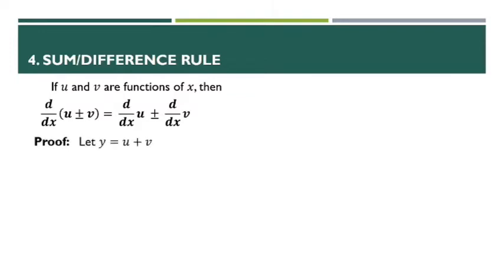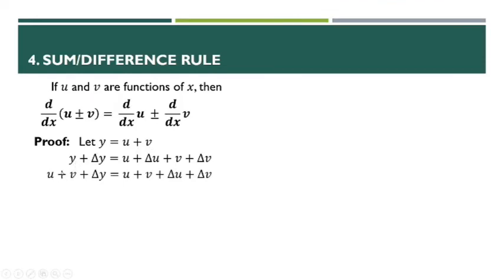So as a proof, let's say that the function y is equal to sum of functions u and v. So kapag nagdagdag tayo ng increment ng y sa function y, magdadagdag din tayo ng increment ng u sa u at increment of v dun sa v. So mag-change yung function depending on the increments.